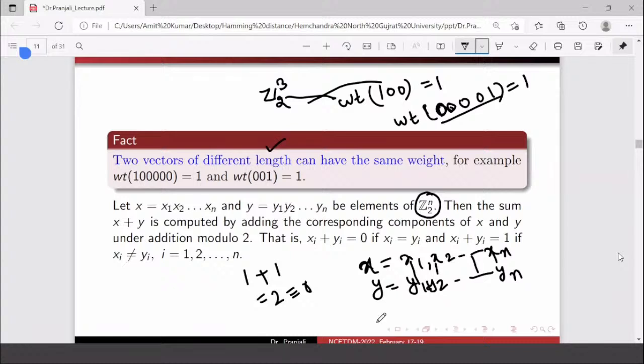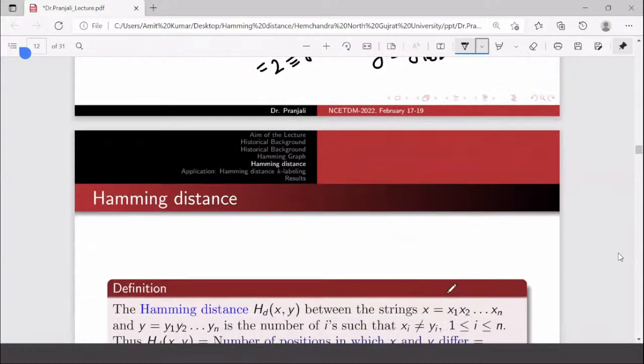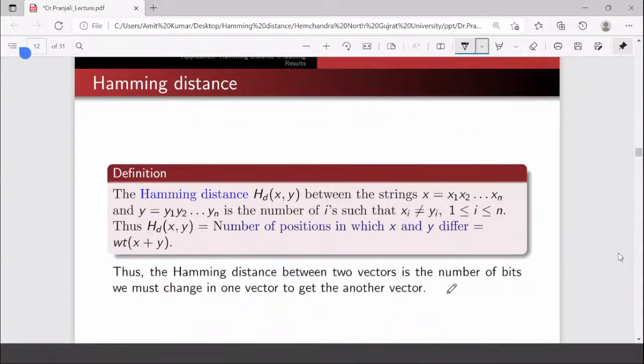So if both are the same, then after adding, this tuple is going to be 0, otherwise 1. Now come to the concept of Hamming distance. If x and y are strings of length n, then the Hamming distance between x and y is the number of i's where xi is not equal to yi.